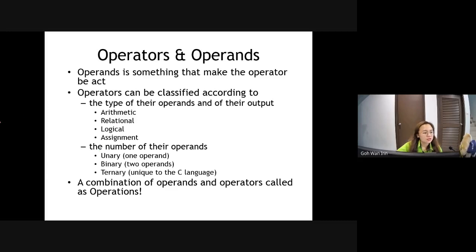So, operators and operands. This is similar to the previous one. Operands are what the operators act on. Operators can be classified according to types: arithmetic, relational, logical, and assignment. According to the number of operands, you have unary, binary, and ternary. A combination of operands and operators is called an operation.